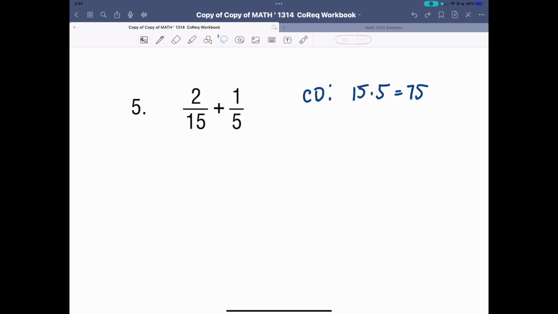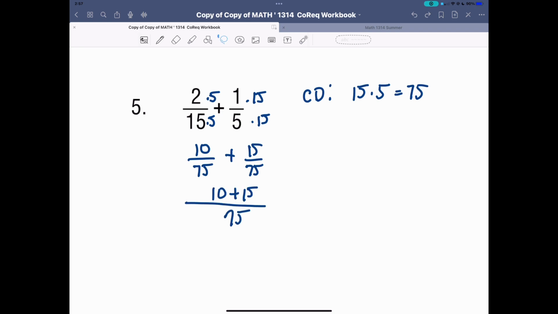Number 5 is going to be 15 times 5, which is 75. We're going to multiply 2 15ths by 5, and then 1/5 by 15. So it's 5 over 5, 15 over 15. So then I get 10 over 75 plus 15 over 75. I add those two numbers together. So 10 plus 15 is 25 over 75. And then we're going to simplify our fraction by 25. We divide the top and the bottom by 25, and our answer is going to be 1/3.